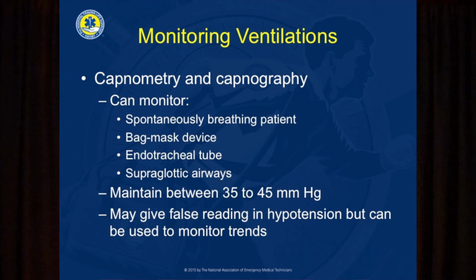All right, for the capnometry and capnography, remember we said capnometry is the number, capnography is the waveform picture. So we can use it on spontaneously breathing patients. Generally, we have a nasal cannula type device that'll measure. We can use it when we bag or tube patients, or if we use the supraglottic airway devices as well. A normal capnography or capnometry reading is between 35 and 45 millimeters of mercury. In hypotensive patients, it may give off false readings, but you could still use it to look at what's happening. Is it decreasing? Is it increasing? Is it changing? It may not be as accurate in hypotension, but you can still follow it to see if there are any trends that develop out of it.